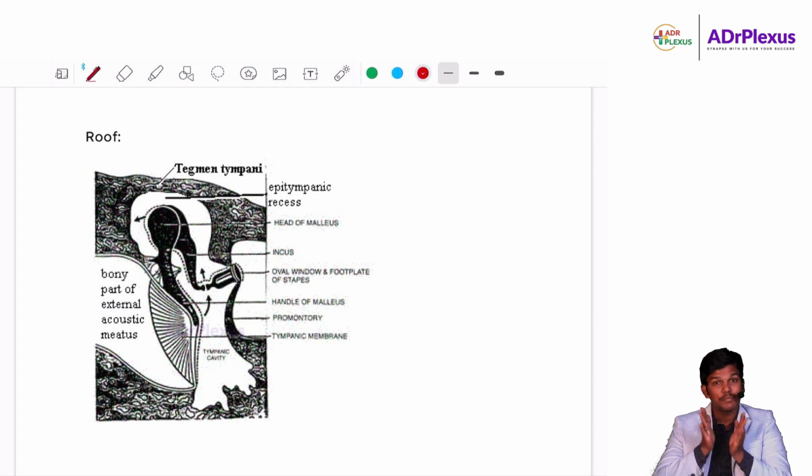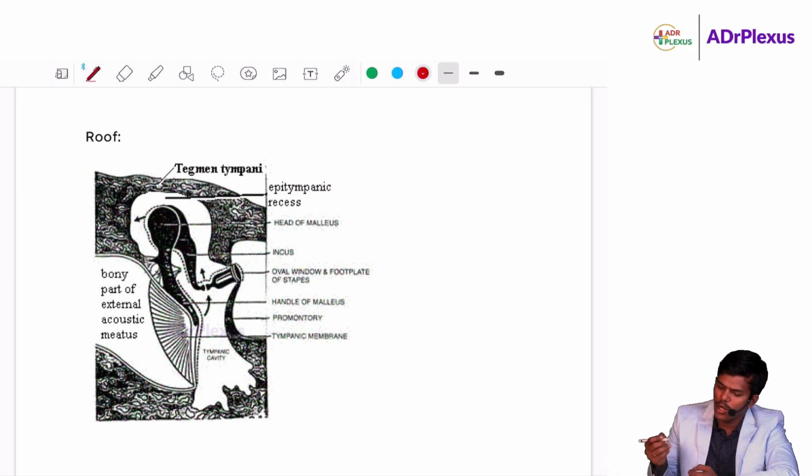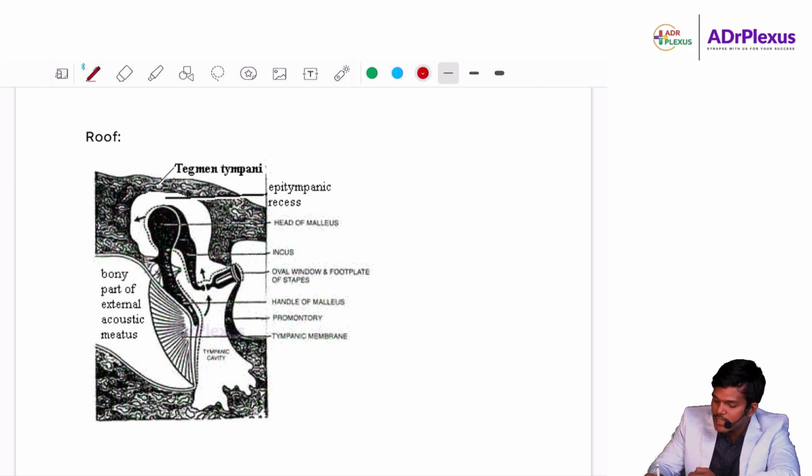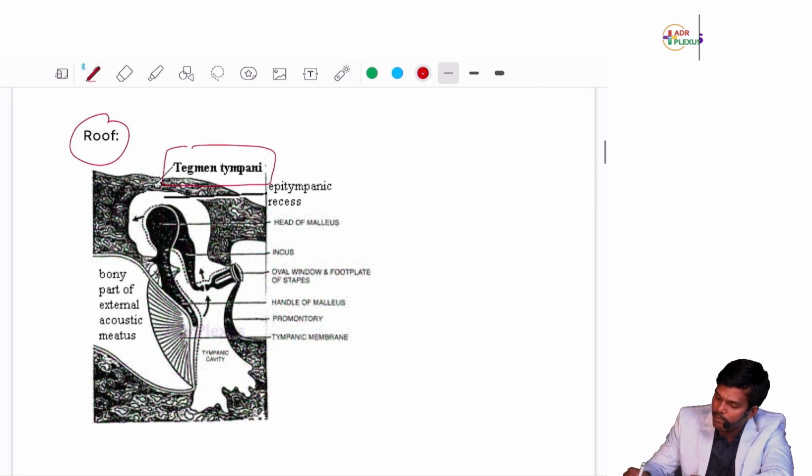We have seen about three spaces, that is facial recess, sinus tympani, and previously we saw about Prussak's space. Now we will be very clear about the important nuances of the middle ear spaces. So the last two things are very easy. The roof of the middle ear is formed by tegmen tympani.